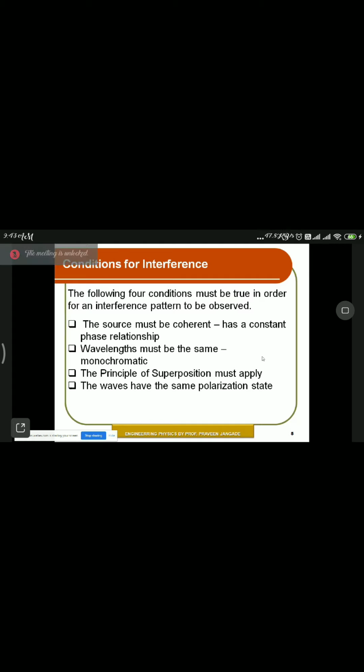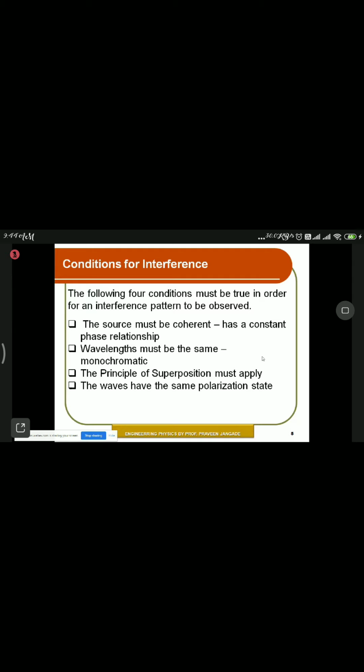And the last and most important is that the waves have the same polarization state. The polarization state is very important to get interference, because polarization is the concept through which we get the state of vibration of the particles. The particles vibrate in which state, whether linear, circular, or elliptical. So the state of vibration of the particle can be identified with the help of polarization. If we satisfy all these four conditions, then the pattern that appears is called the interference pattern.